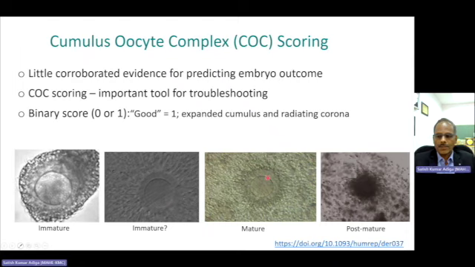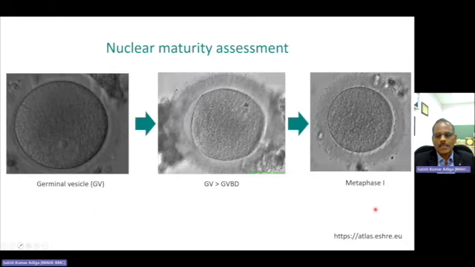In the third picture, the cumulus cells are almost similar to the second one, but we can appreciate the first polar body at the 2 o'clock position. On the extreme right, the oocyte has dark cumulus, which is suggestive of post-maturity of the oocyte. But nuclear assessment is confirmatory, which can be done once the cumulus cells are removed from the oocyte.